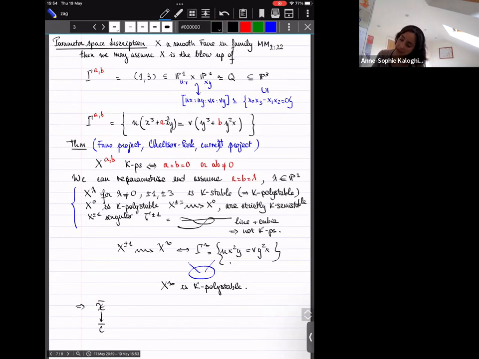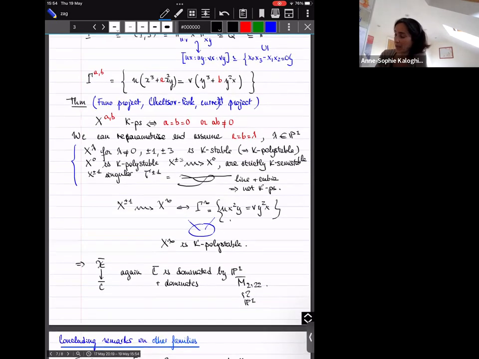And again, C bar is dominated by P1 and dominates M bar 222. So M bar 222 is exactly as before rational and smooth, because we can study directly the singularities of X infinity. So M bar 222 is P1 again.